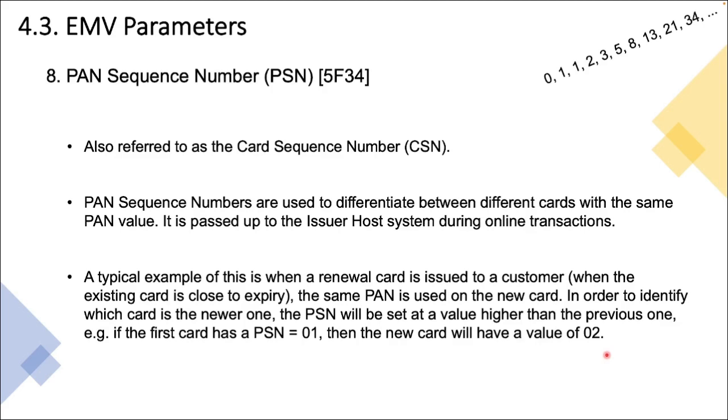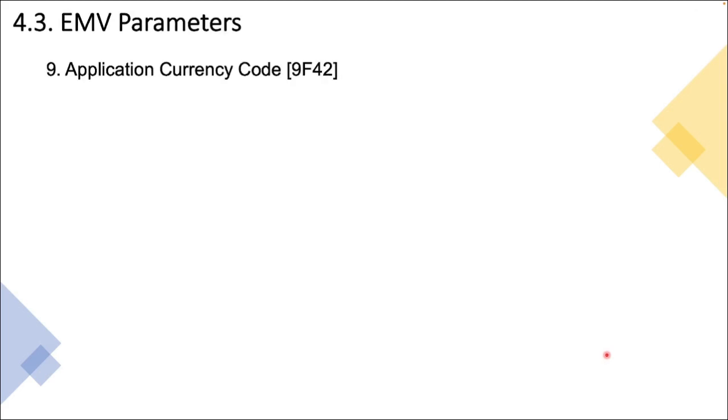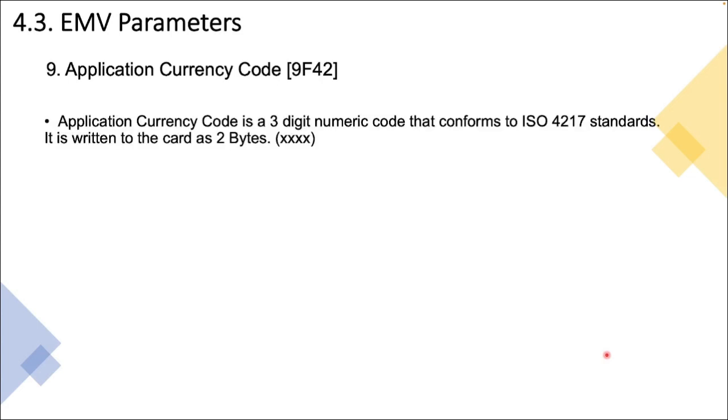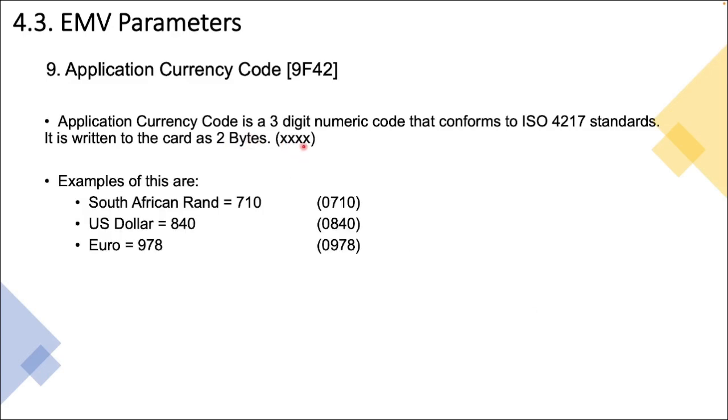All righty. Let's move on to application currency code. Application currency code is tag 9F42, and this is written as a 3-digit numeric code under the ISO 4217 standard. Okay, and it's written to the card as 2 bytes. You say 2 bytes, what you mean is 4 characters. So examples of this would be South African Rand, which is 710, and so we write it to the card as 0710. US dollar is 840, and we would write it to the card as 0840. And the same principle applies to euros. It's 978, and we would write it to the card as 0978.